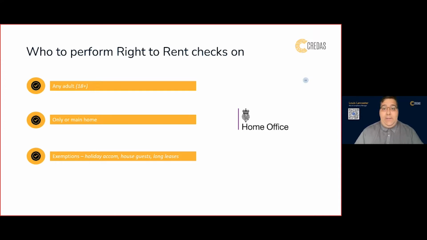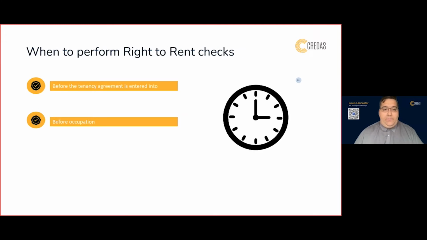Likewise, even if you have tenants in a property and you know that for 2 weeks their mum's coming from overseas to stay in the property, they're considered guests, so you wouldn't have to do right to rent checks on them. And also if it's for a long lease, which the government defines as more than 7 years. So there are exemptions where you don't have to do right to rent checks, but primarily if it's any adult over the age of 18 and it's going to be their only or main home, then you will need to do those right to rent checks.